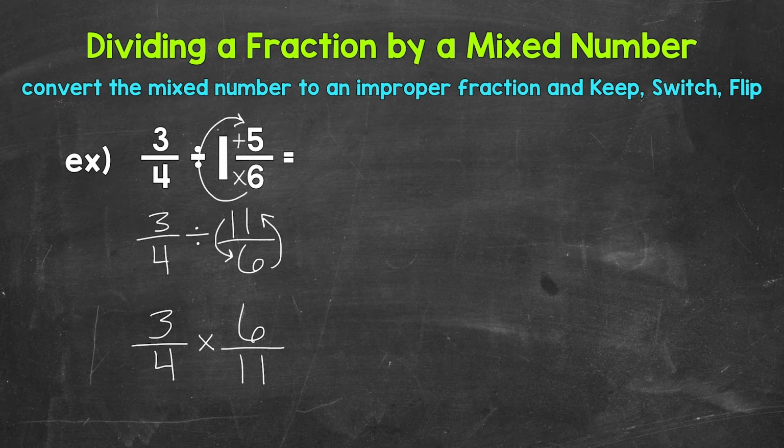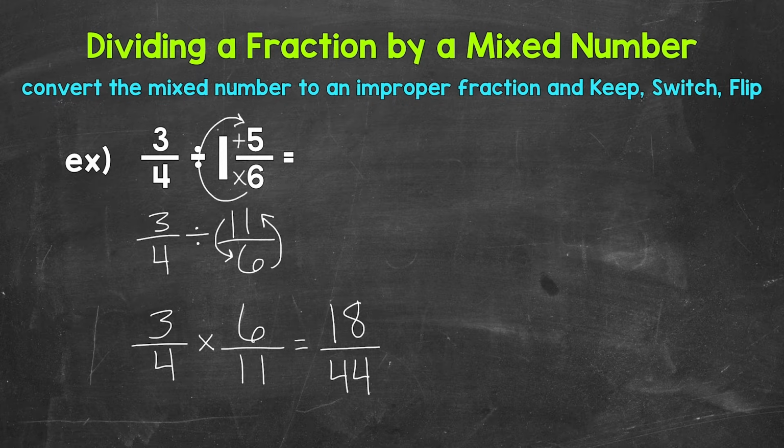Now let's multiply straight across, starting with the numerators. So 3 times 6 is 18. Now for the denominators, 4 times 11 is 44. So we get 18/44, which is our answer, but we can simplify this fraction.